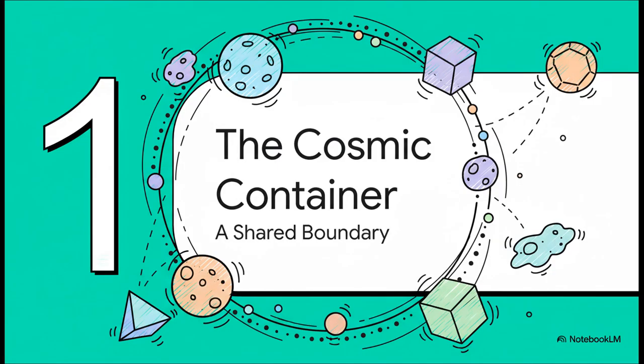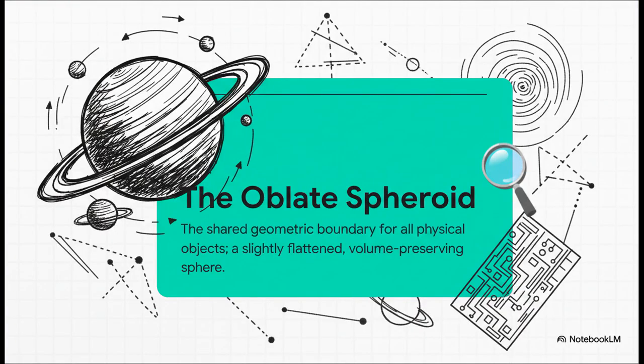The very first piece of the puzzle is this. Every single physical object, and I mean everything, exists inside a common container. This isn't just empty space, it's a fundamental, shared boundary for all of reality's inner workings. Now, this container isn't just some vague idea. It has a very specific shape. It's what's called a volume-preserving oblate spheroid.